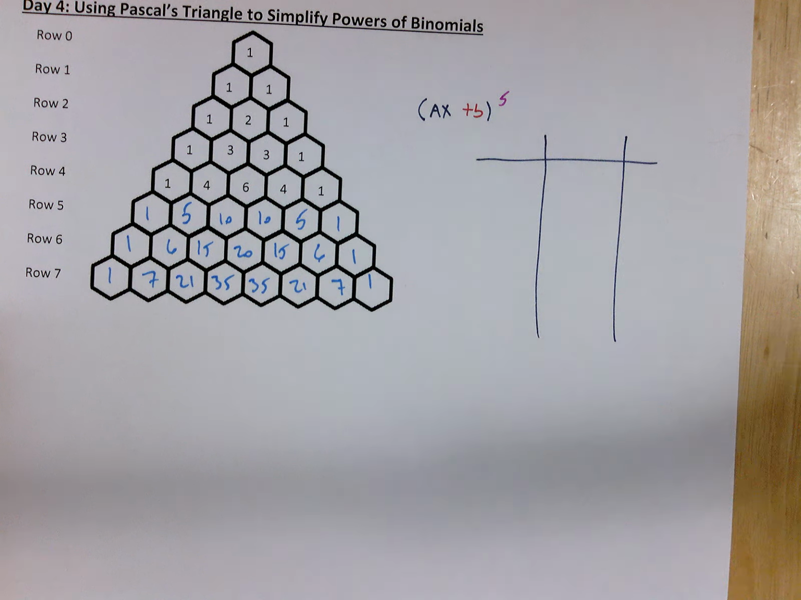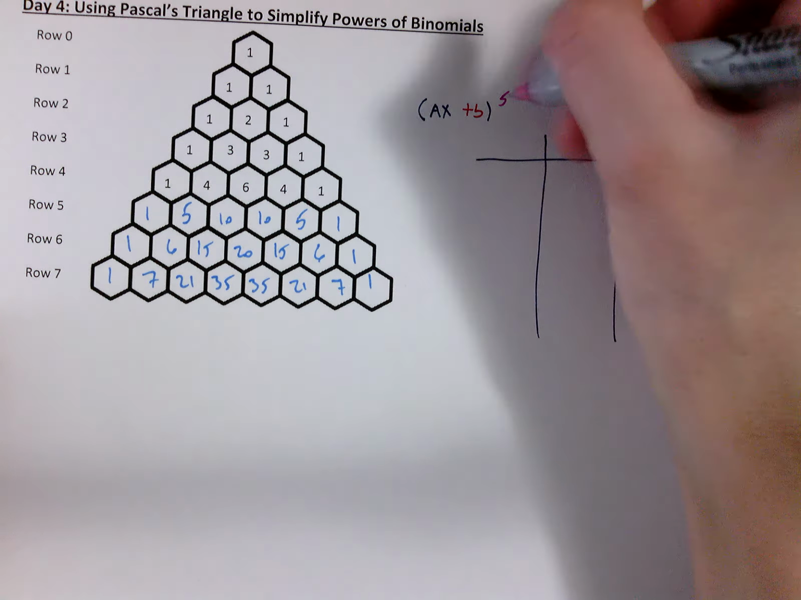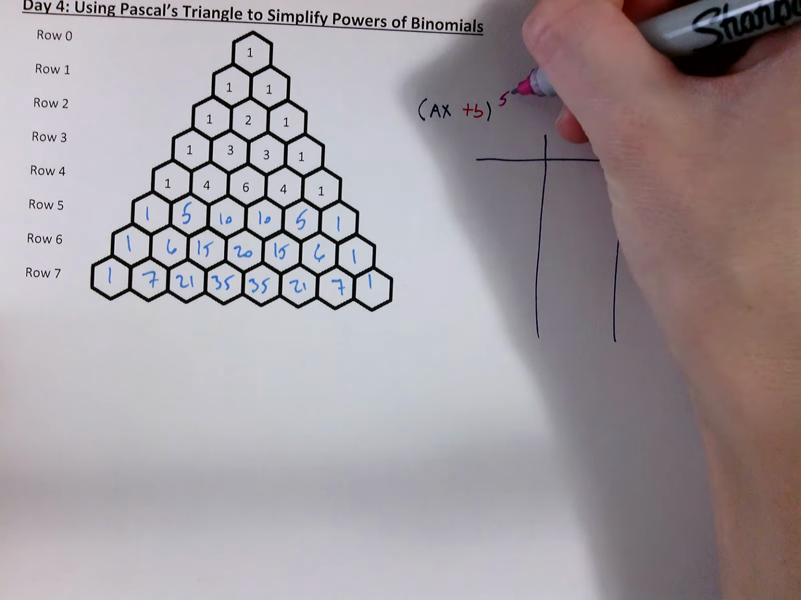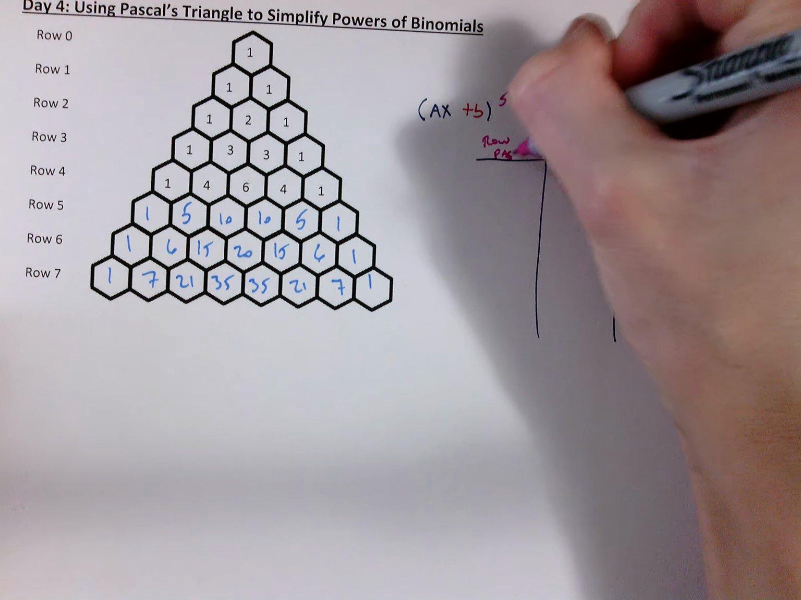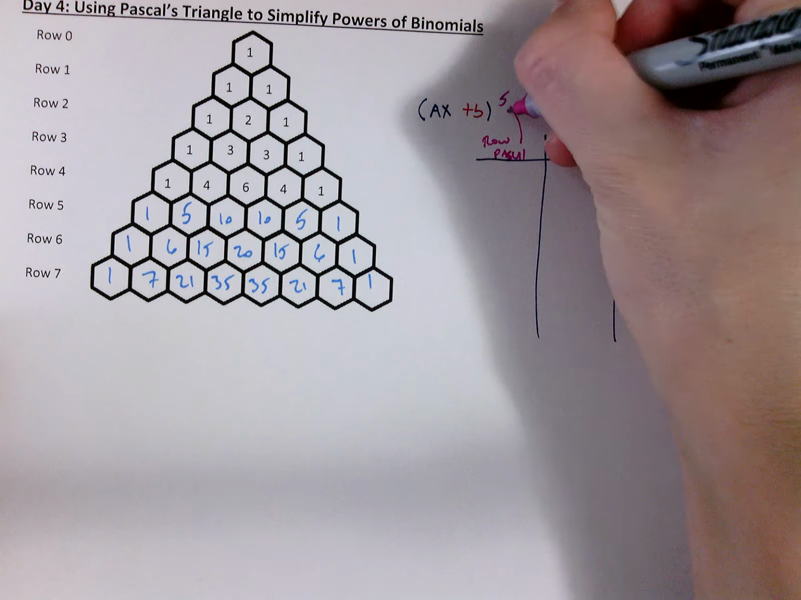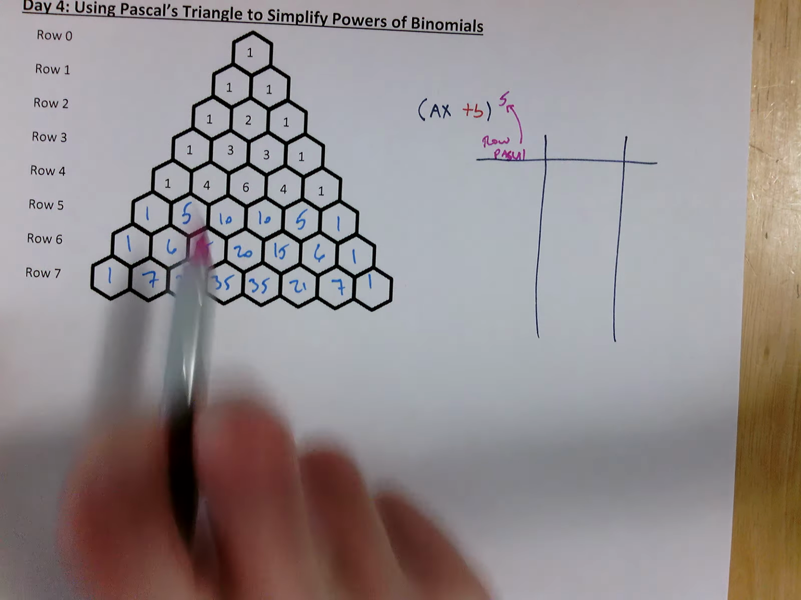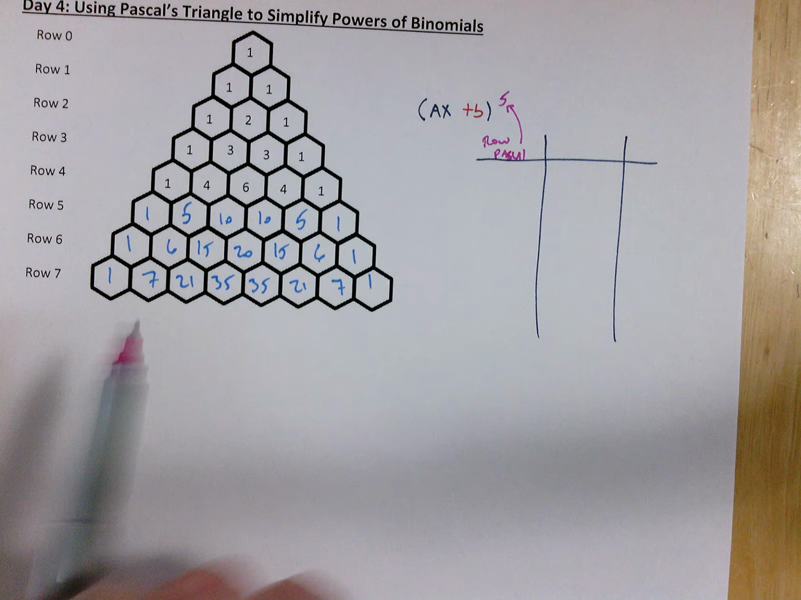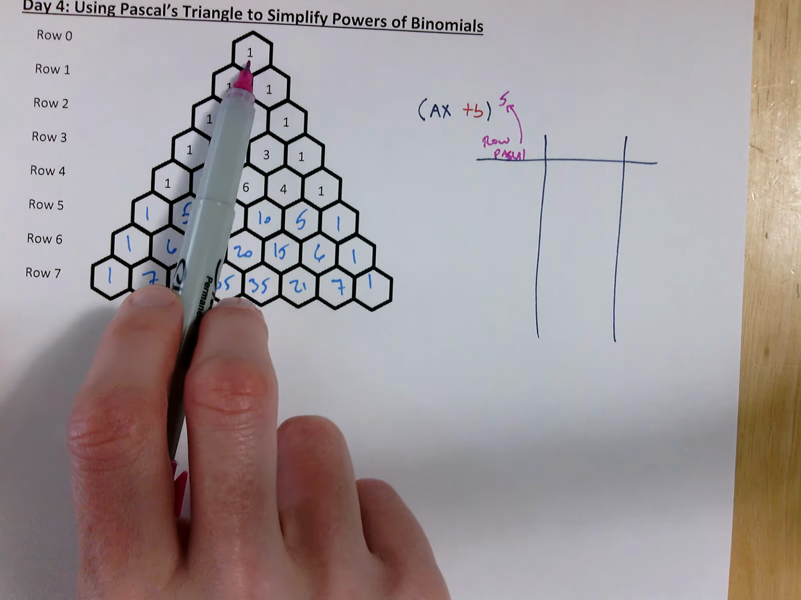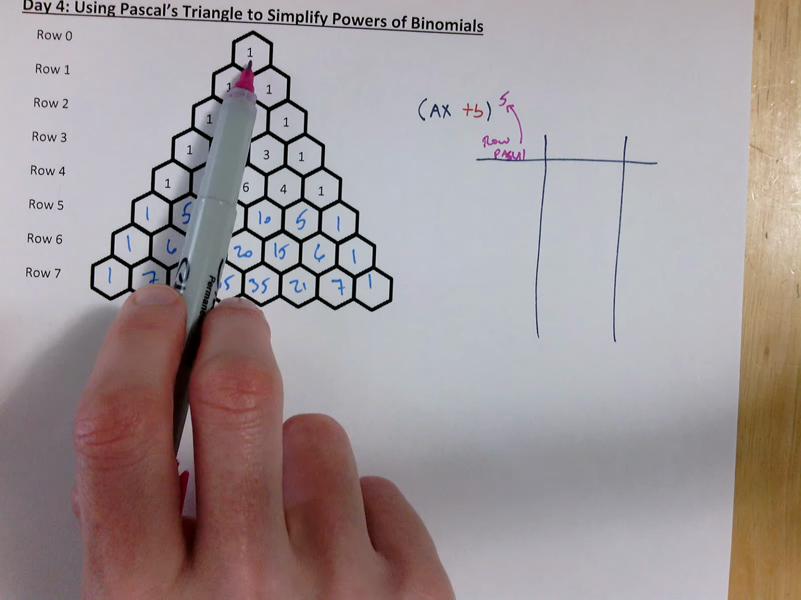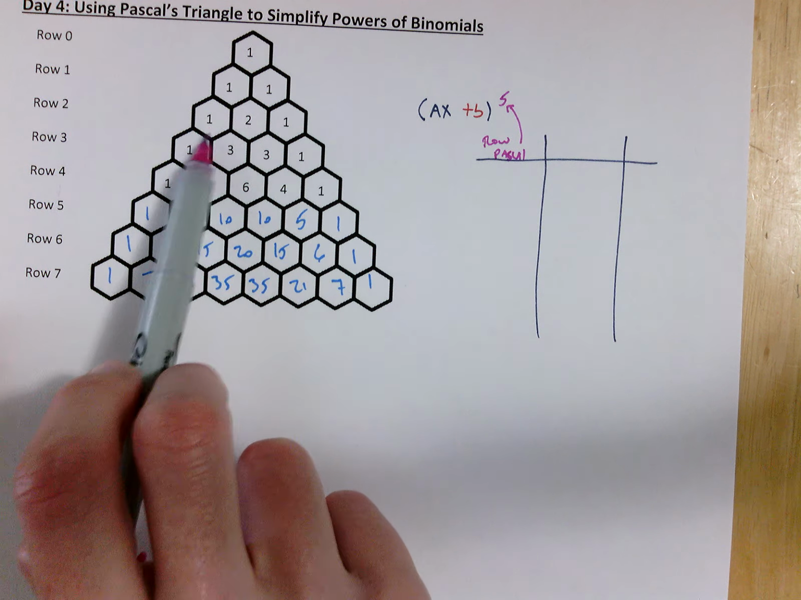So the first thing that we're gonna do is this number up here, the 5, okay? This tells you what row from Pascal's triangle that you need, okay? So this number right here, the 5, tells you that you're gonna go for row 5 of Pascal's triangle. Now you can see that I numbered these rows. Please note that it starts with row 0, okay? So it starts with row 0, so then this is row 1, this is row 2.